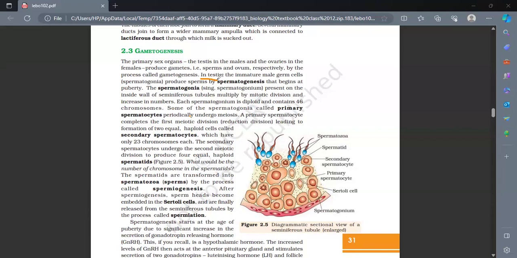You have seen the diagram of the seminiferous tubule. Now this is the diagram which shows you the enlarged structure. These spermatogonia first divide in a mitotic way, and then produce diploid structures having 46 chromosomes, called the primary spermatocyte. The primary spermatocyte then undergoes the first meiotic division to form a secondary spermatocyte, and then the secondary spermatocyte gives rise to a, I'll use my whiteboard for this.